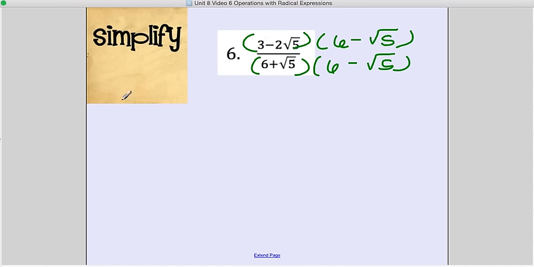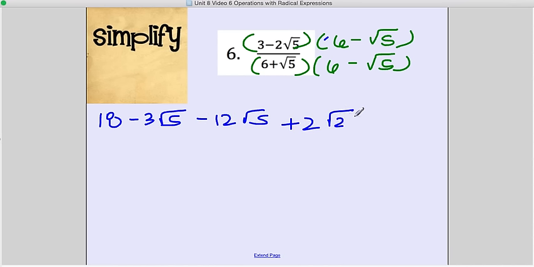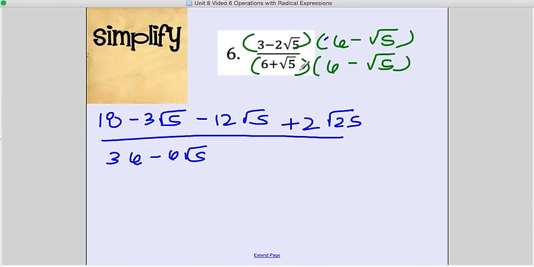So we would get 18 minus 3 square root of 5 minus 12 square root of 5 plus 2 square root of 5 times 5 is 25. All over 36 minus 6 square root of 5 plus 6 square root of 5. Then lastly, we'd have minus square root of 25. If I start to simplify, this is really 5, so it's 2 times 5. These cancel, and once again, this is really 5.